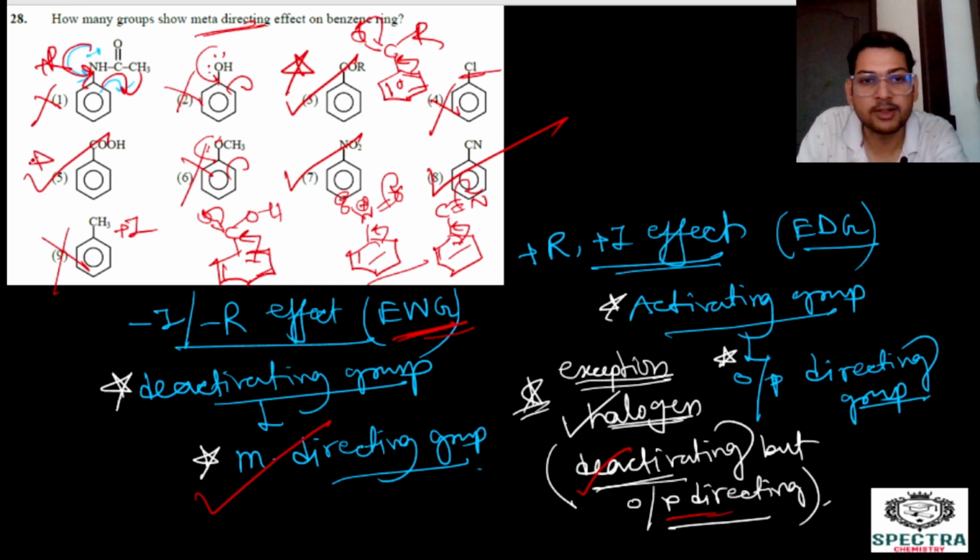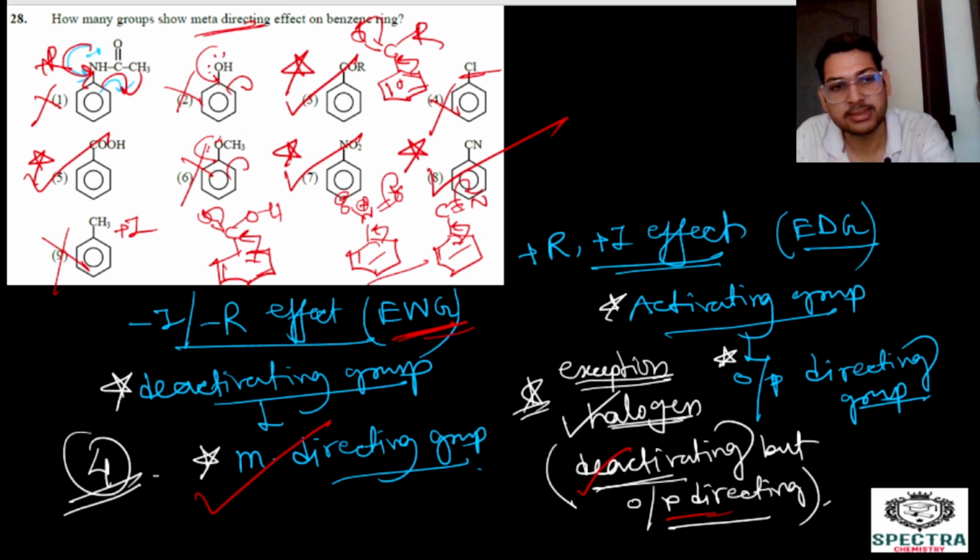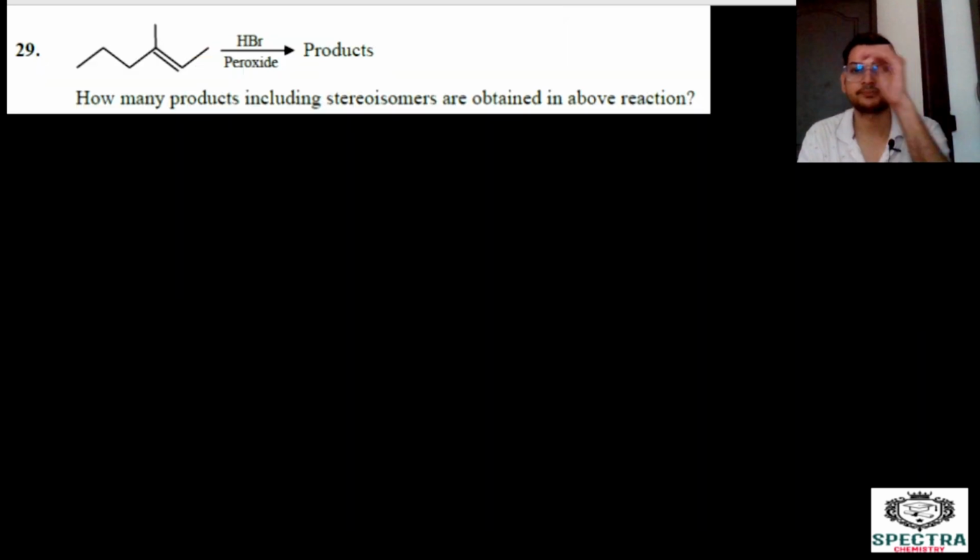So this is my answer: COR, COOH, NO2 and CN. So 4 molecules. I get 4 molecules as my answer. It's so easy, right? Okay, sir, this one I can do.